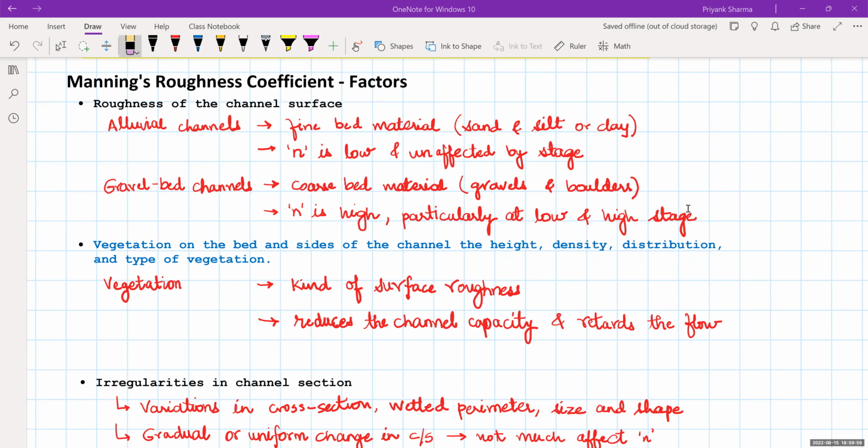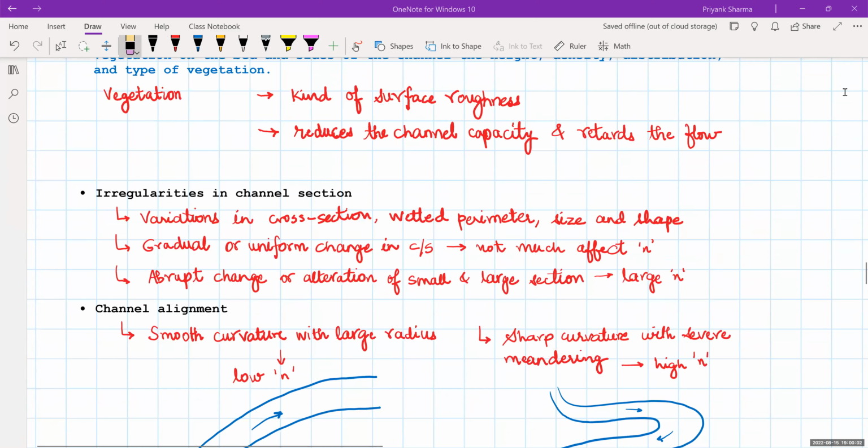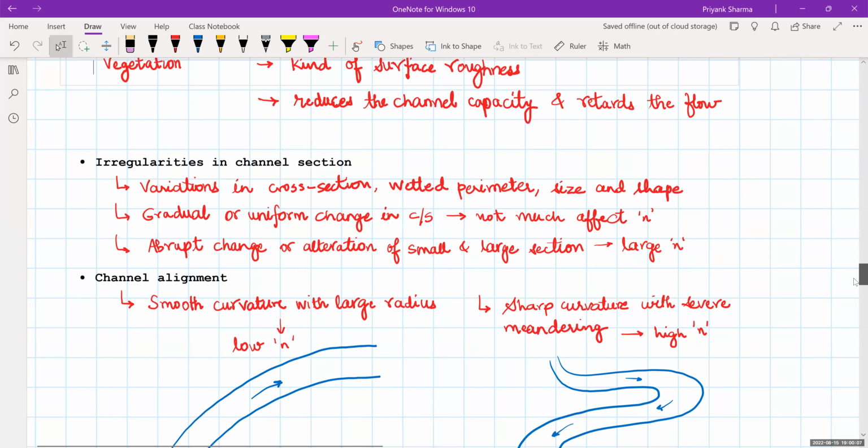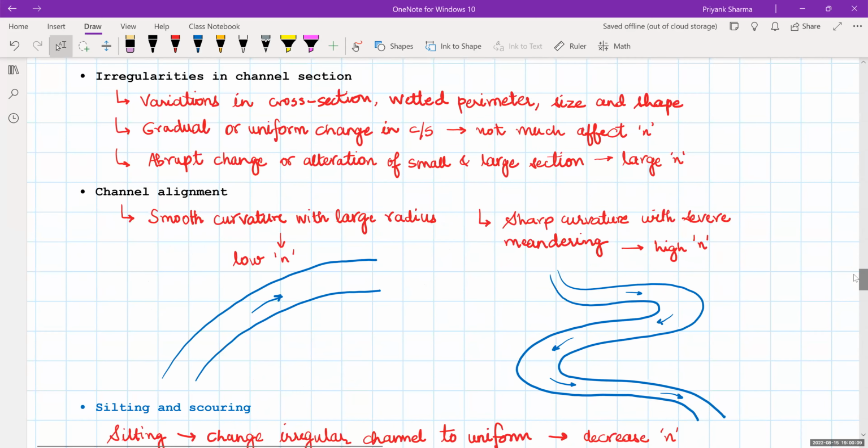The next parameter is irregularities in the channel section. In non-prismatic channels, that is natural rivers, we observe variations in the cross section, the size, the shape, the wetted perimeter, etc. If these variations are gradual or rather uniform, then there is not much effect on n. But if there is some abrupt change, like a sudden shift in the width or a sudden change in the depth, then the value of n will be very large.